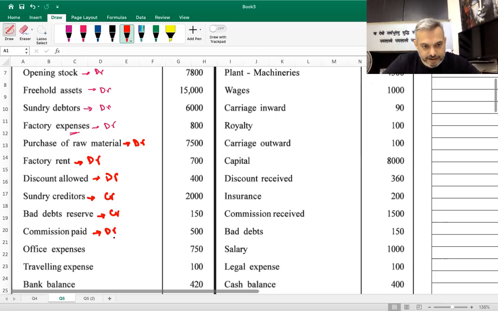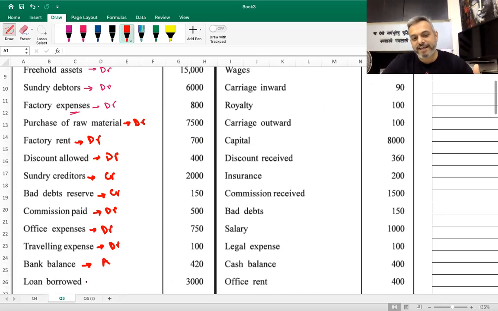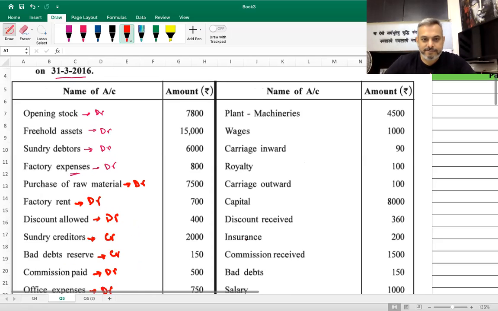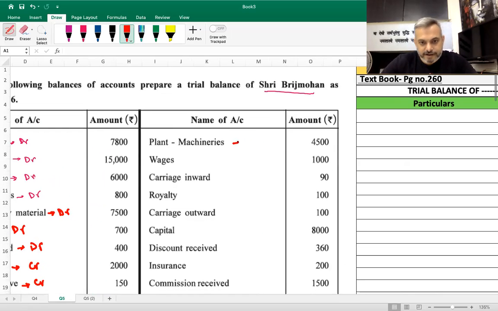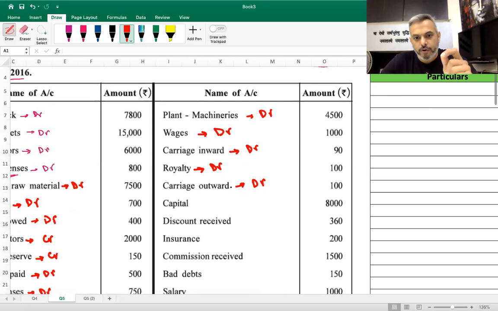Commission paid, debit, office expense, debit, everyone please mute your mic. Traveling expense, debit, bank balance, asset, loan borrowed, we have taken a loan, so bank balance asset, so debit, loan borrowed, liability, so credit, net sales, goods goes out, credit, plant and machineries, asset, debit, wages, expense, debit, carriage inward, debit, royalty, if nothing is given, we take it as debit, carriage outward, again debit, be careful, carriage inward debit, and carriage outward also debit.